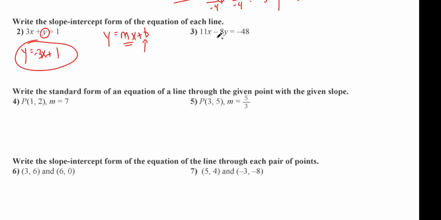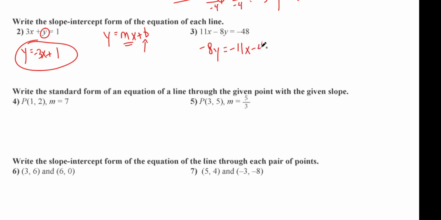This one, not so much. But it's really not as hard as what the answer looks like. The answer looks like it might be kind of hard, but really it's not that bad. So I got to get y by itself. So I'm going to get rid of the 11x this time. So I've got negative 8y equals, how do I get rid of the 11x? I subtract an 11x from both sides.